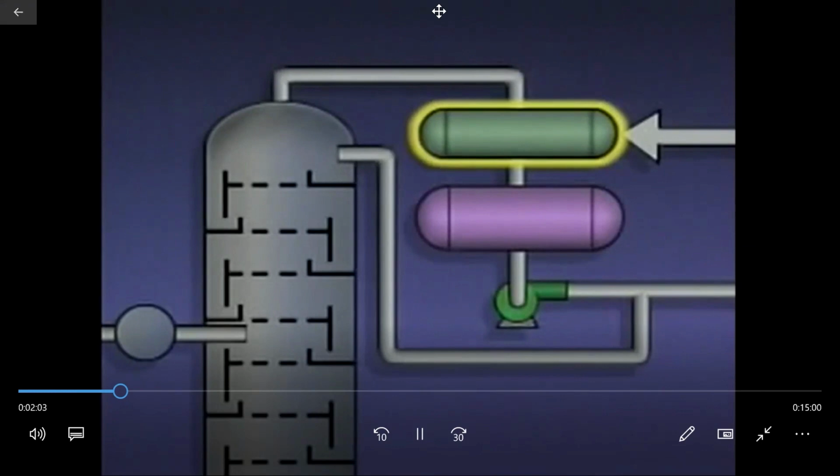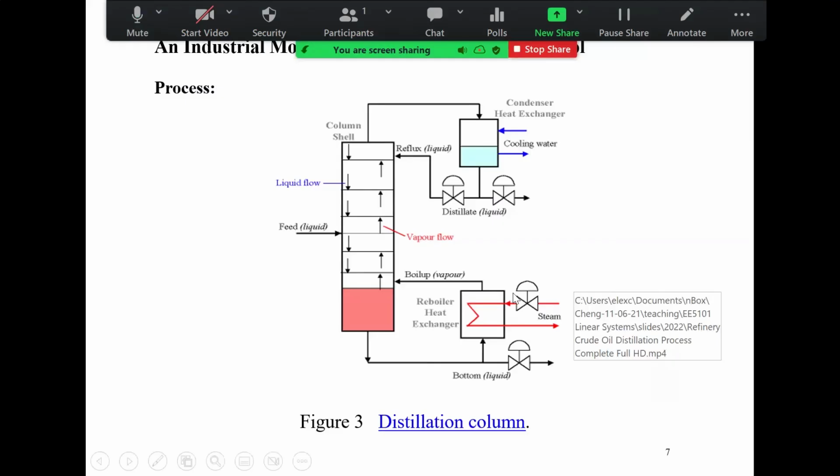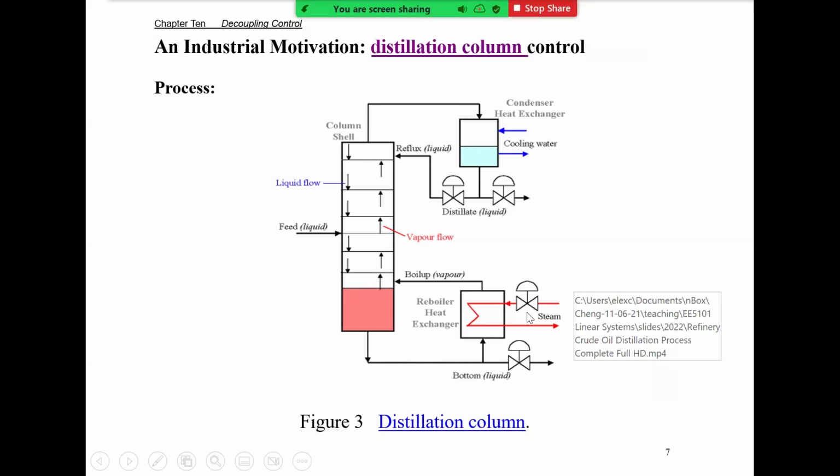From the condenser, all right, that just gives some idea about the distillation column. Basically, it tries to separate the components from a mixed liquid, right? And because the evaporation temperatures of the components are different, you can use this process to separate them.